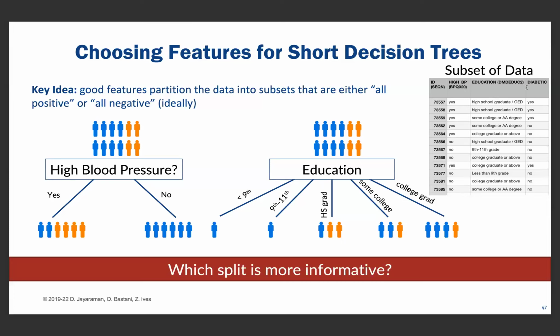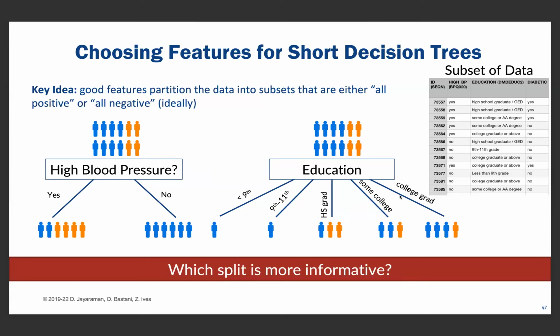And this is the target column: whether the person is diabetic or not. The blues are those who don't have diabetes, the oranges are those who have diabetes. If we cut it by high blood pressure, yes would be this group, no would be this group. And in education, we'll have a different split. But the question is, which split is more informative?